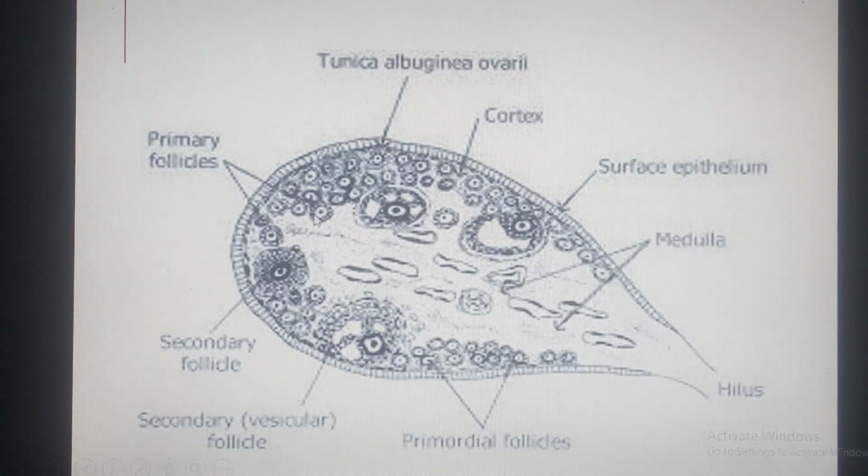Now if you get into the functional zones, there are two functional zones which we can identify regarding this solid organ. We are going to have an outer cortex, an outer cortical region, and an inner larger portion which we call the medulla.